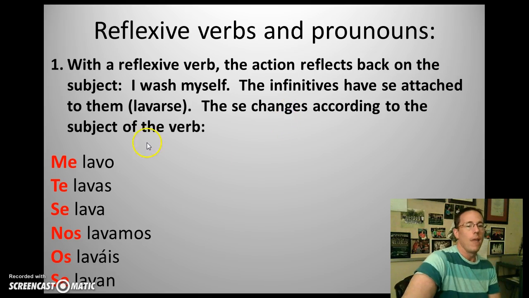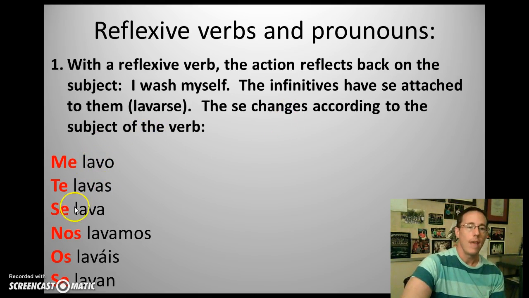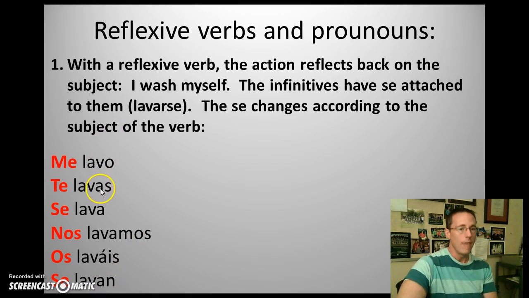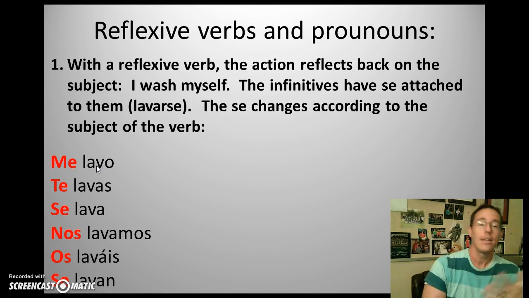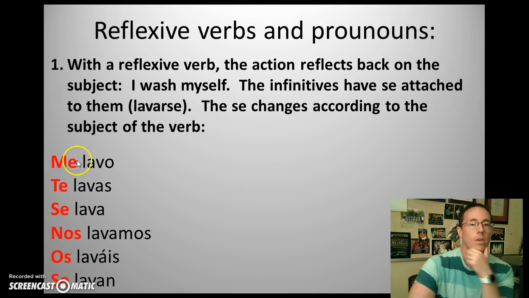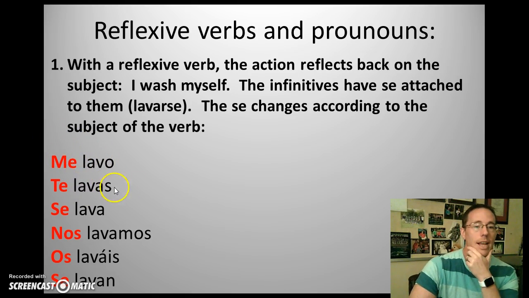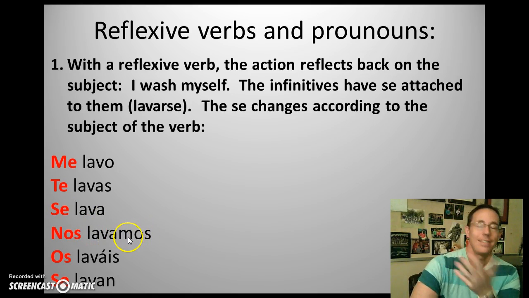For example, normally with the verb lavar, you would just have lavo, lavas, lava, lavamos, laváis, and lavan. Like as in yo lavo, tú lavas, él or ella lava. So I wash, you wash, he or she washes. Well, if you are going to say wash your hands or something like that, you'd have to say me lavo las manos, okay? So I wash myself. Te lavas is you wash yourself. Se lava is he or she washes themselves. Nos lavamos. Now, it sounds weird, but it's we wash us, okay?